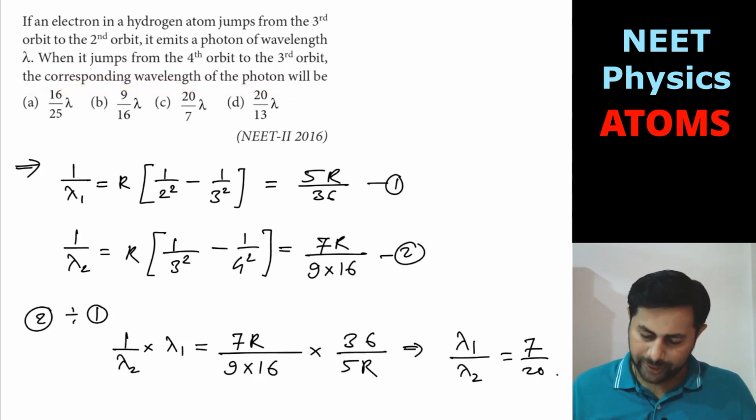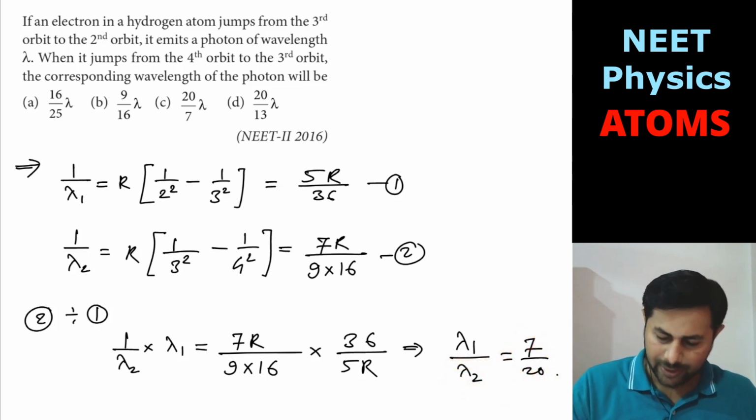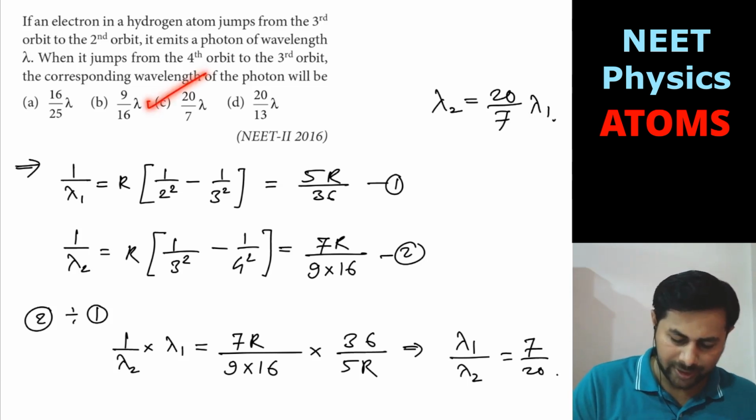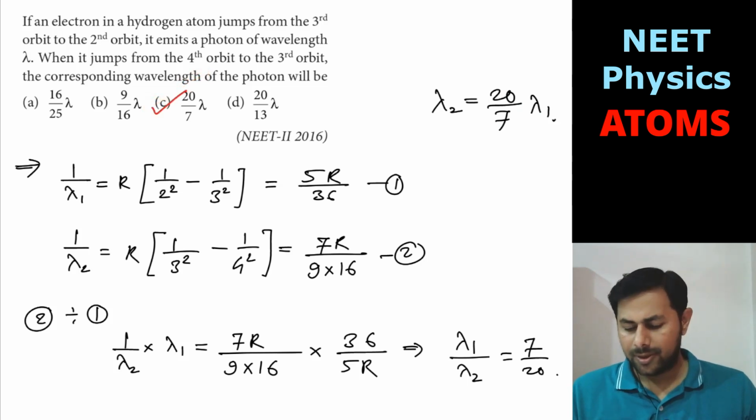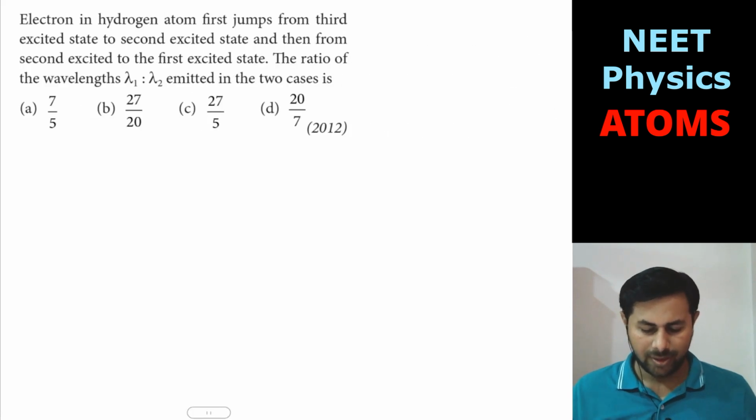Alright, so you don't want the ratio, you want the second wavelength. Oh, so lambda 2 will be just equal to what? Take this thing on the other side. So lambda 2 is just 20 by 7 times lambda 1. So it is option C, right? This is simple. Good. Then let's see the next one.